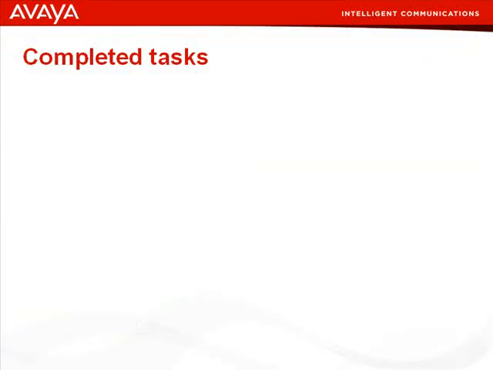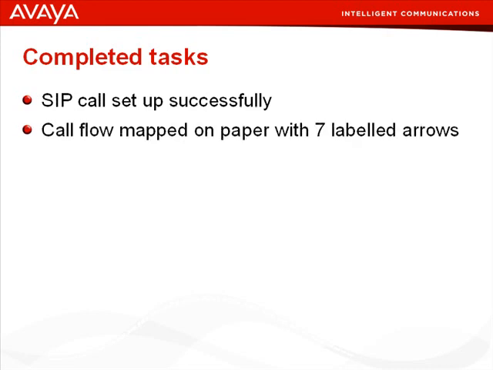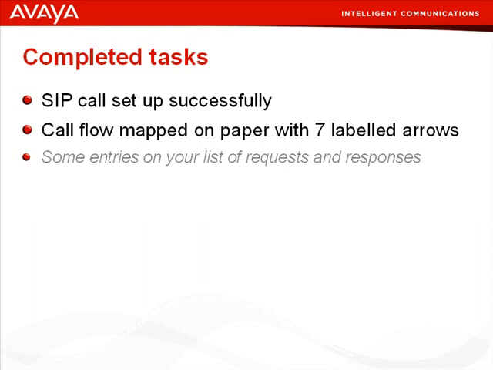Great. I'm assuming now that you've successfully set up the call and that your call flow map is complete with 7 arrows, each named with a label or note that defines its purpose. You should also have at least a couple of items on your list of 6 requests and 6 response types.